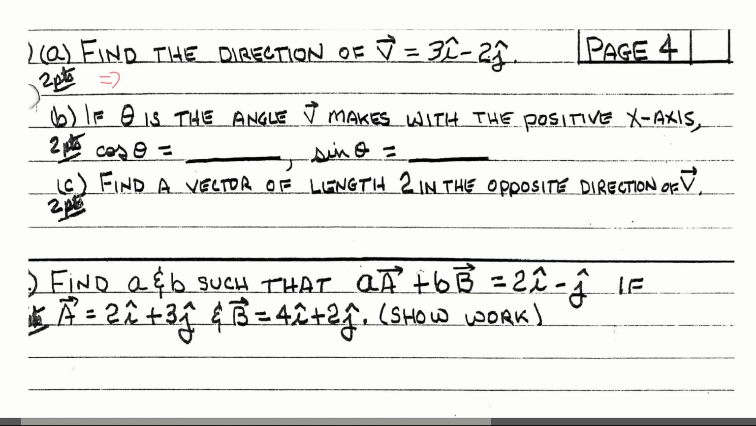It means find the vector v over the magnitude of itself. So this will equal 3i minus 2j over the square root of each of the components squared. So 3i squared is just going to be 9, and then negative 2j squared is going to be 4. So this will equal 1 over the square root of 13 times 3i minus 2j.